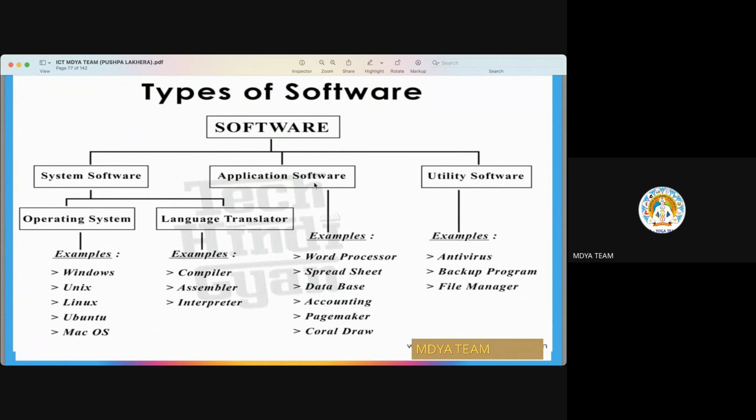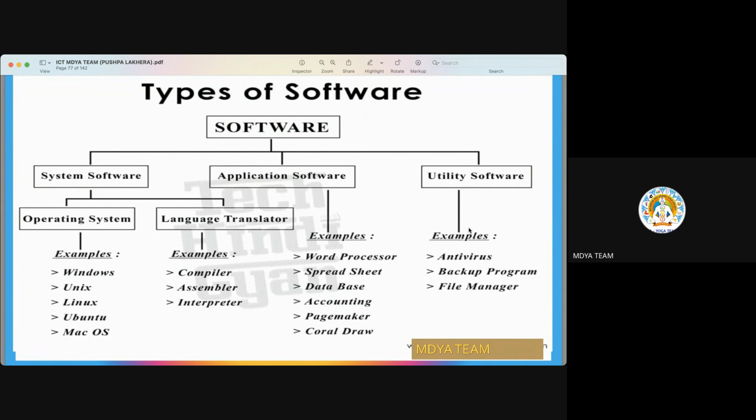The second type is application software. Application software depends on what type of set of instructions or program you want to run, what you need from the computer to perform, what type of functions you want. As per the need, it may be a word processor, spreadsheet, or database. For accounting purposes there is different software, then page makers, Corel Draw, and many more. There are so many application softwares.